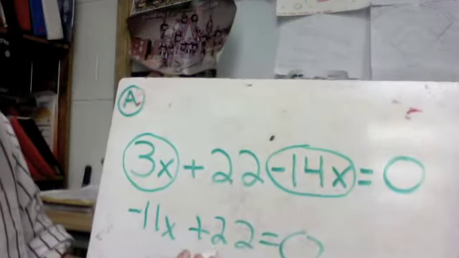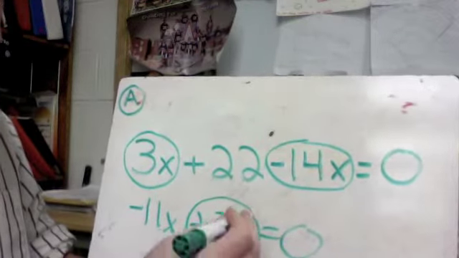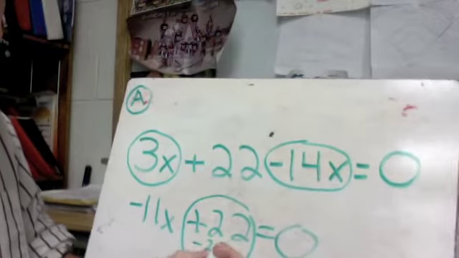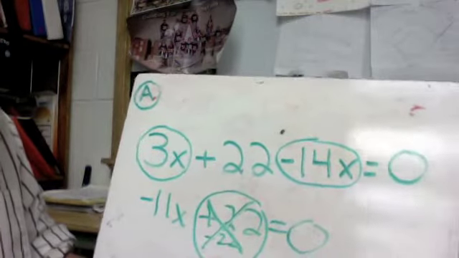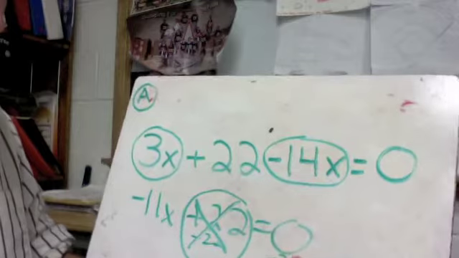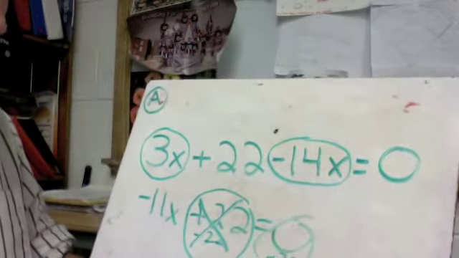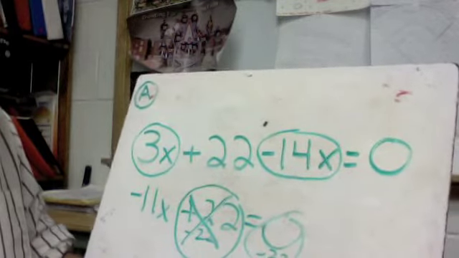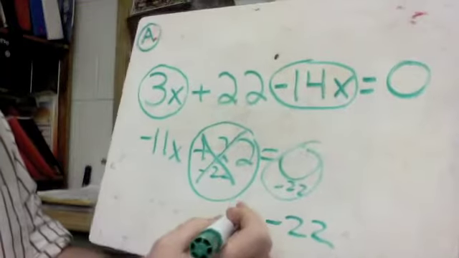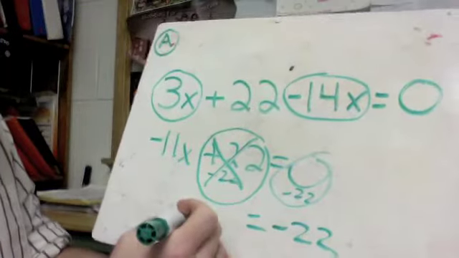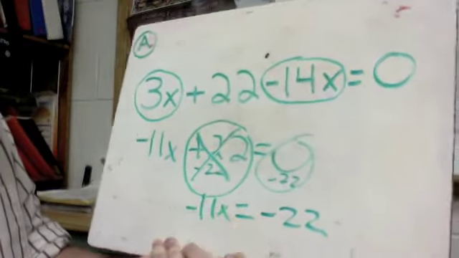So I'm going to start with the plus 22. Inverse operation would be minus 22. That's going to get rid of that. Take away 22 over here, and that's going to be a negative 22 equals, and then on this side all we have left is negative 11x.